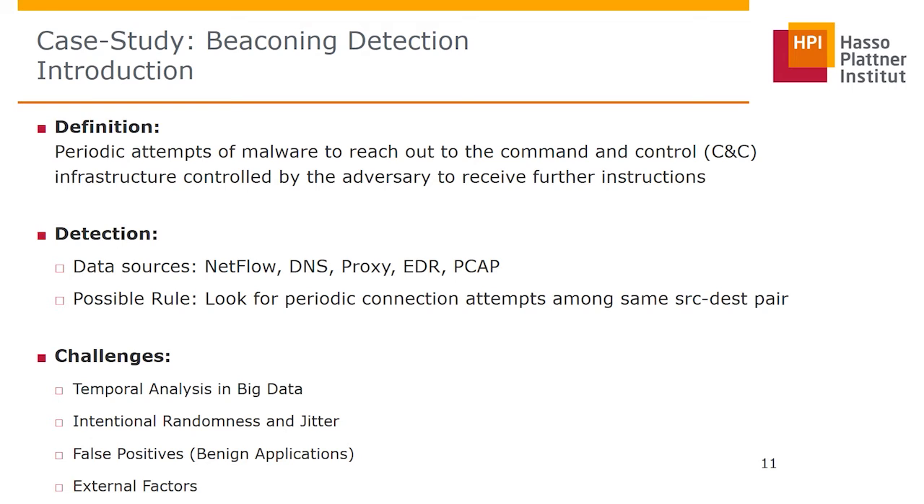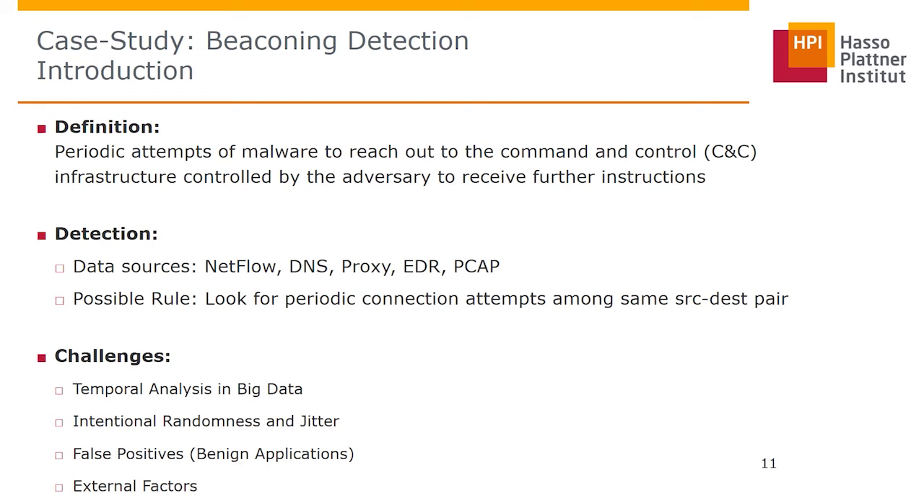One could look into beaconing detection using data sources such as NetFlow, DNS, proxy, PCAP, basically any data source that might have some sort of network traces in them, even EDR, because some of the EDR would also record the network connections. And possibly you can create a rule that looks for periodic connection attempts among the same source and destination pair. However, it's not an easy challenge. It's not a simple rule that you can define in a SIEM system as a signature or as a search, because it is a big data problem.